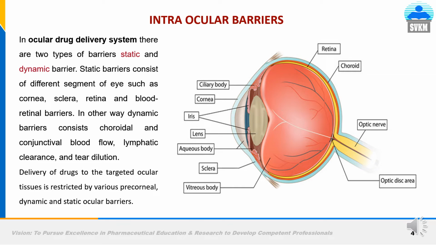And it also has lacrimal glands. It secretes tears and washes the foreign bodies out of the eyes. So this is the basic anatomy of the eyes.